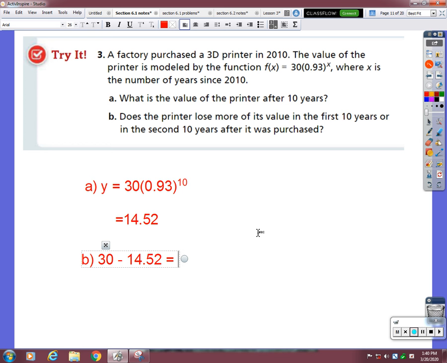So that means it has lost, over the course of the first 10 years, $15.48 in value. Let's see what happens to the value of the computer over the course of the next 10 years. So now I'm going to see how much it's going to be worth 20 years from its original purchase date. And to do that, I'm going to go 0.93 to the 20th power.